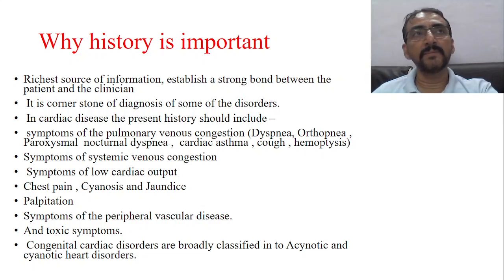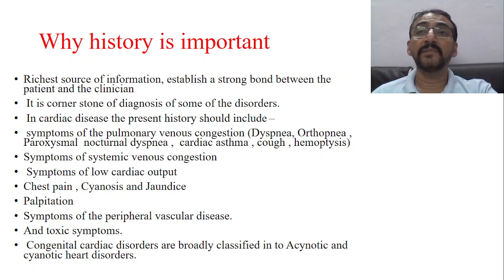The symptoms of this pulmonary venous congestion may be dyspnea, there may be orthopnea, sometimes paroxysmal nocturnal dyspnea, so cardiac asthma, then cough, hemoptysis. So these are all the symptoms of pulmonary venous congestion. Then you also look into the symptoms of low cardiac output. Low cardiac output means there is no blood coming into the left ventricle for the cardiac output. If blood comes to the left ventricle, it will be pushed into the aorta and circulated all over the body.